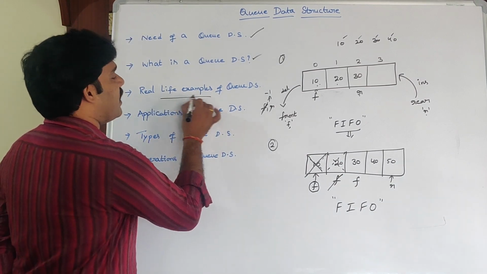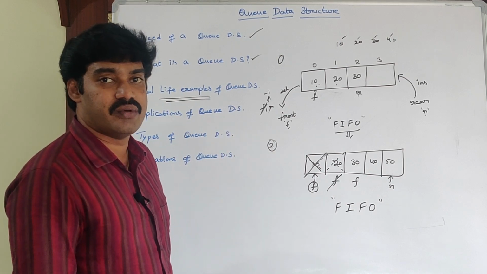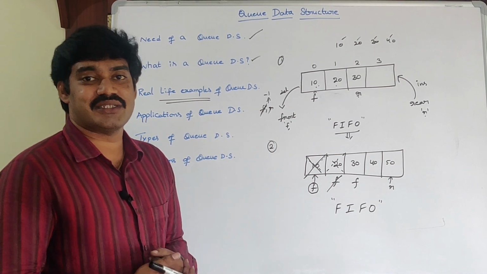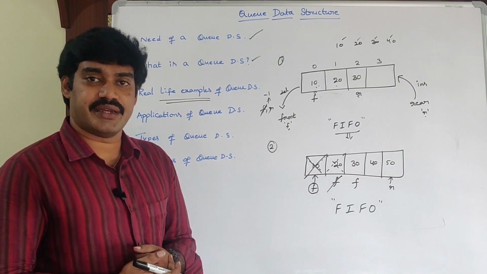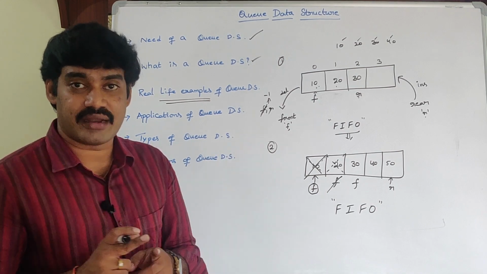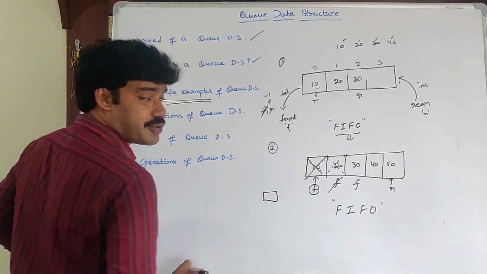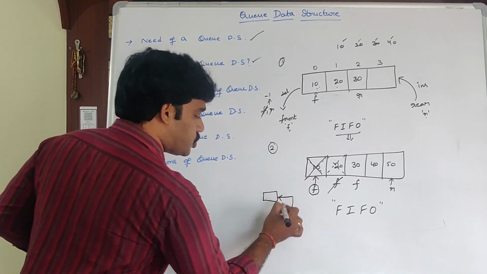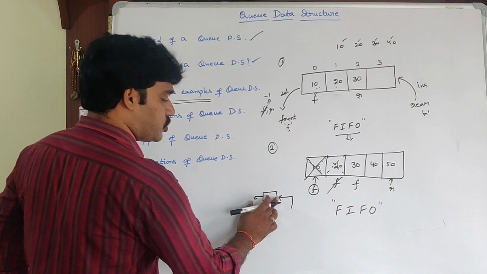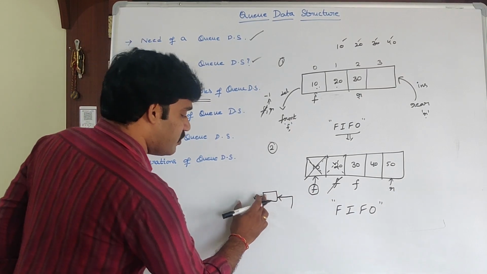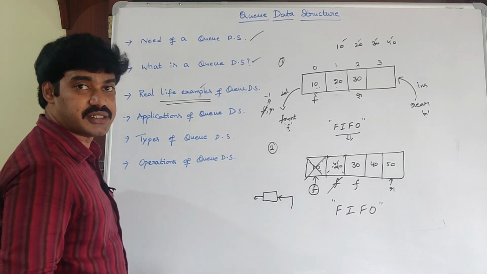Next, what are the real life examples of queue data structure? Where are we seeing these queue data structures in our real life? Examples are bus reservation counter, train ticket reservation counter, ticket counter in theaters. Take an example as toll plaza also. Why? Because coming to the toll plaza, I assume that this is the toll booth. The vehicle which comes first to this toll booth, after paying the amount, leaves the toll booth first. So all these are the different real-time examples of queue data structures.